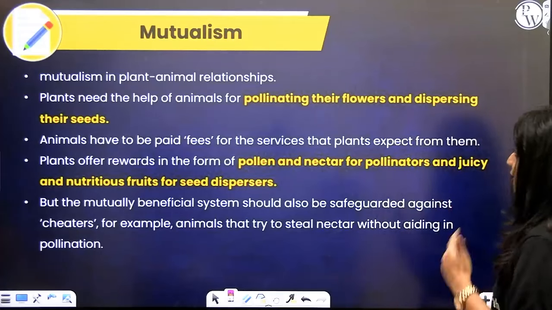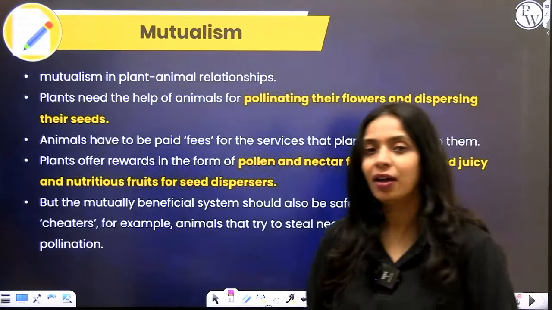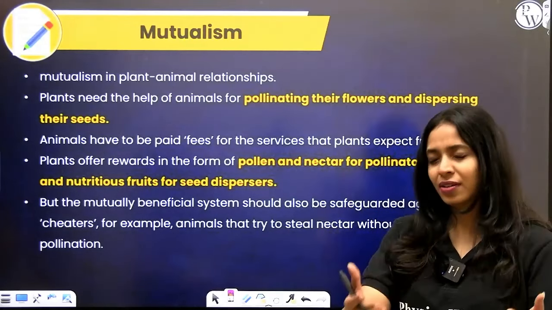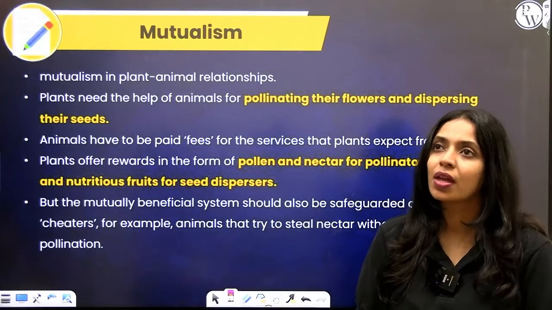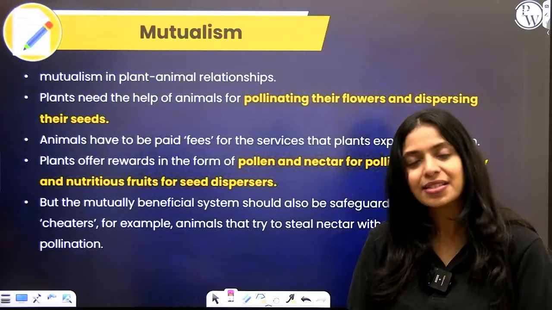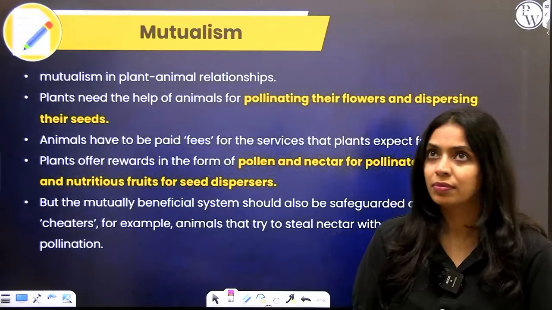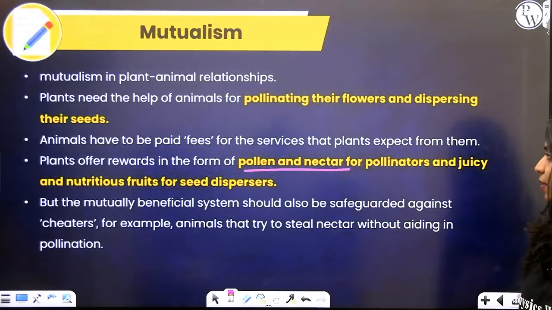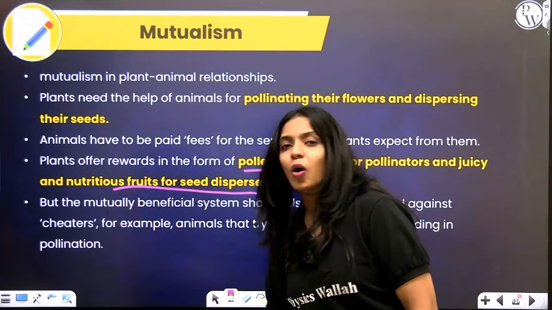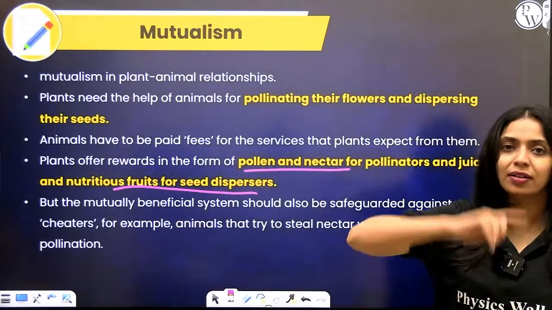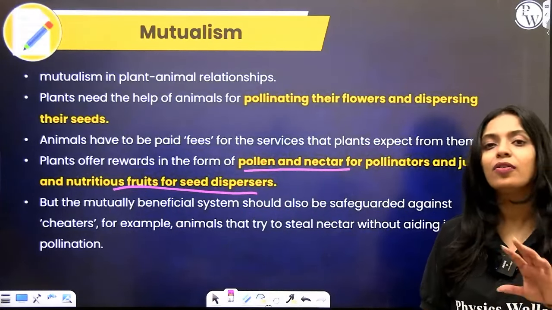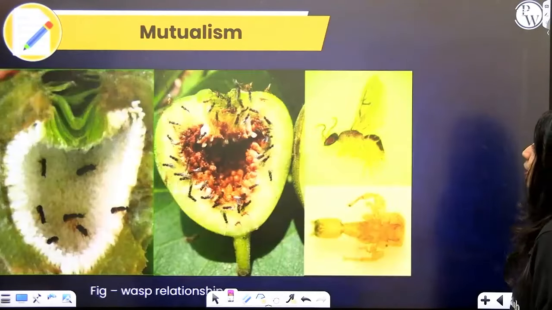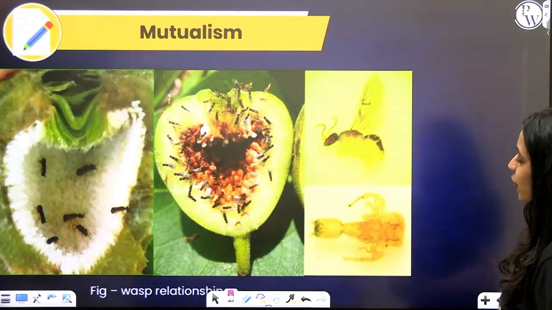Alright, so as a result, for helping the plant out, the plant will give something in return to the animals, in terms of rewards like nectar, pollen grains, fruits. All of these will be provided by the plant for the animals as rewards for performing pollination and seed dispersal. There is one specific example that's given in your NCERT.